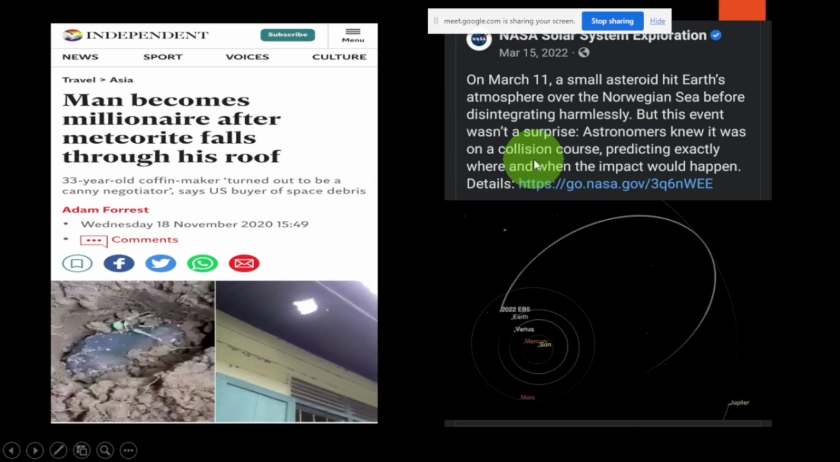And this also happened in Europe on March 11, 2022. All of a sudden, a rock fell. An asteroid the size of a fridge. NASA was able to spot it 2 hours before it landed. 2 hours before it landed, they noticed it. So we are constantly faced with these asteroid impacts, and they are very, very dangerous.